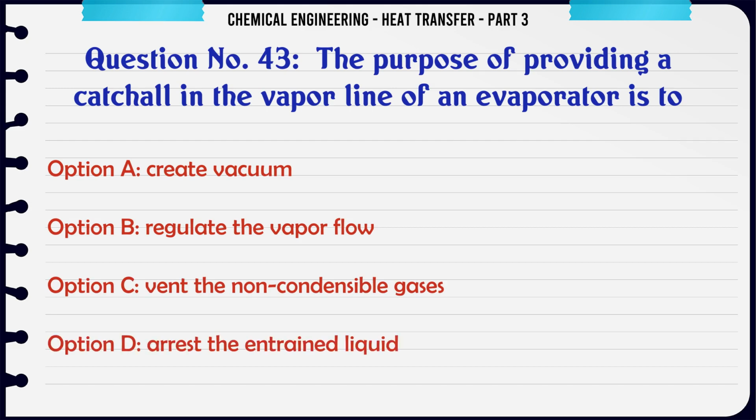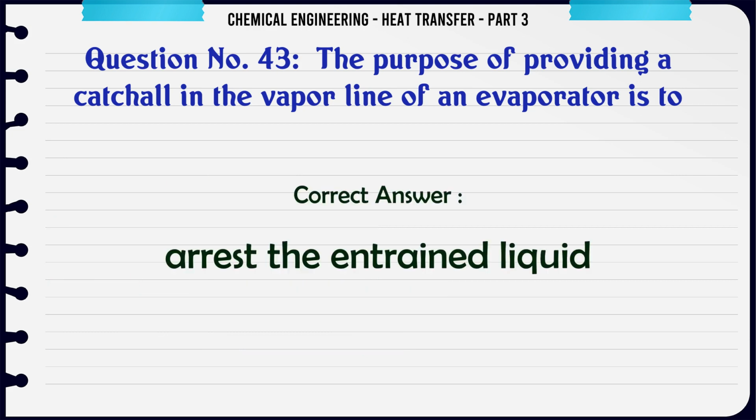The purpose of providing a catch-all in the vapor line of an evaporator is to A. create vacuum, B. regulate the vapor flow, C. vent the non-condensable gases, D. arrest the entrained liquid. The correct answer is arrest the entrained liquid.